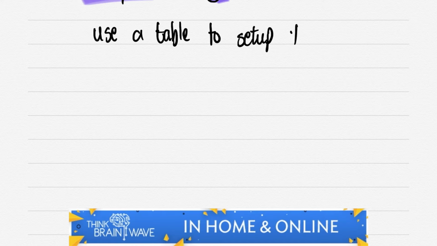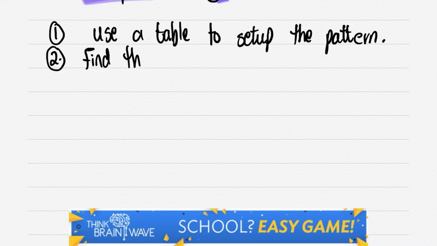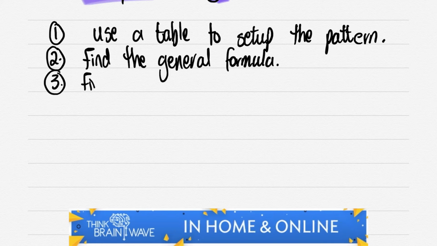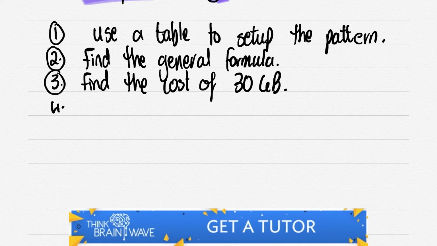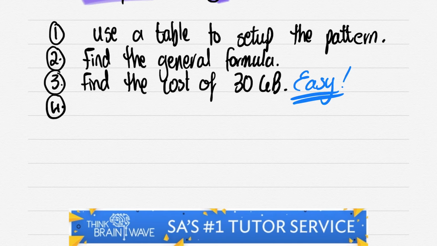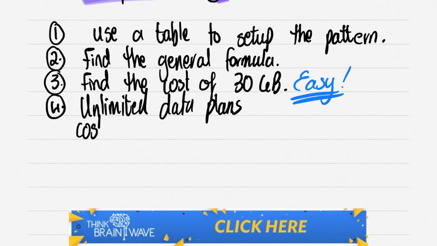Now, the next thing to do is to use a table to set up the pattern. The second would be finding the general solution or the general formula. And with that said, they're asking questions. So find the cost of 30 gigs, which is actually quite an easy question. The next question is to find the unlimited data plan cost.